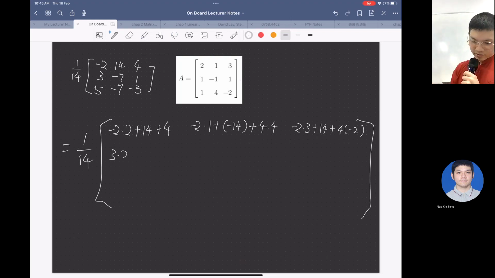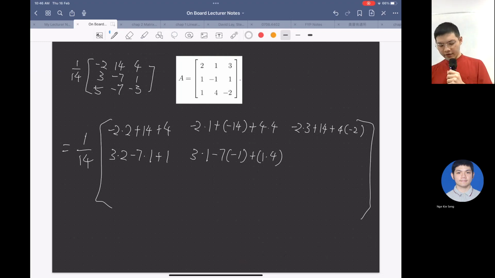The next one, 3 times 2 minus 3 times 1, 7 times 1 plus 1. So 6 plus 1, 7, 7 minus 7, 0. Okay, this one also good. 3 times 1 minus 7 times -1 plus 1 times 4. What do I get? 4 plus 3, 7, 7 plus 7, 14. 14 divided by 14, 1.